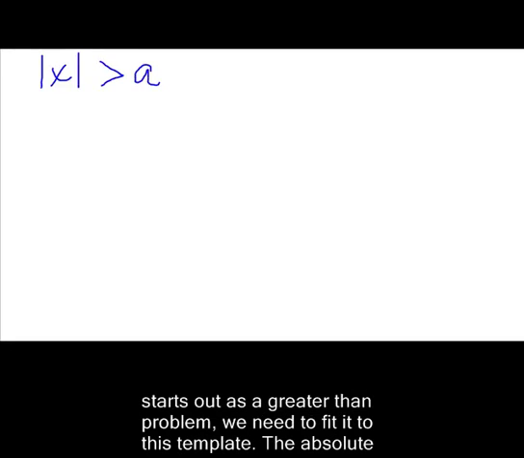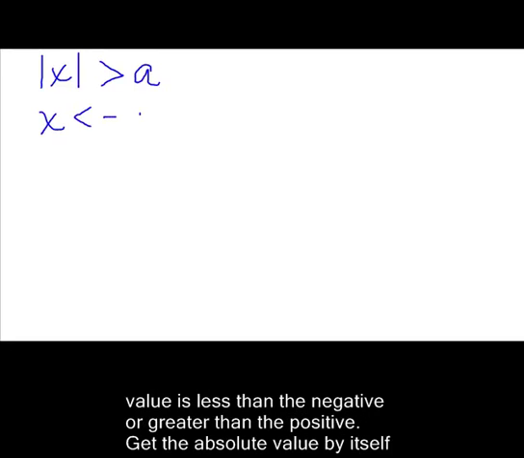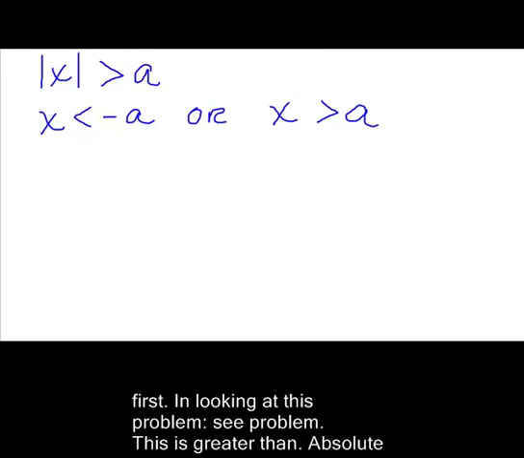The greater than absolute value has a specific rule for it. If I have an absolute value that starts out as a greater than problem, I need to fit it to this template so that whatever's in my absolute value is less than the negative of that number or greater than the positive. First, make sure your absolute value is by itself. If you need to add or subtract to get the absolute value bar by itself, do that.